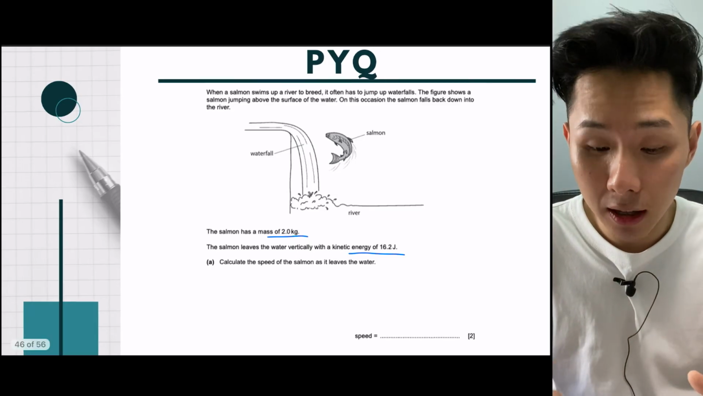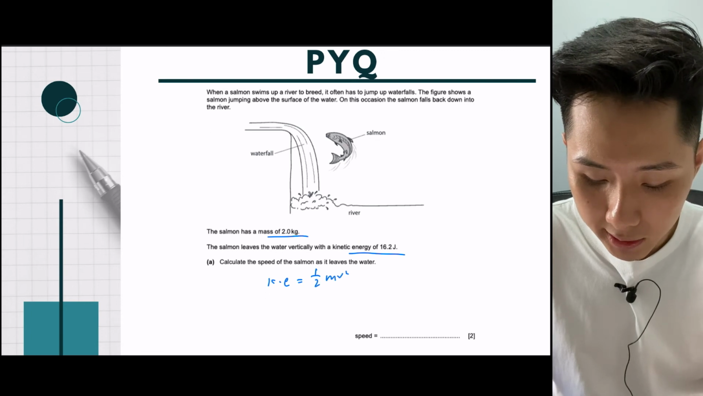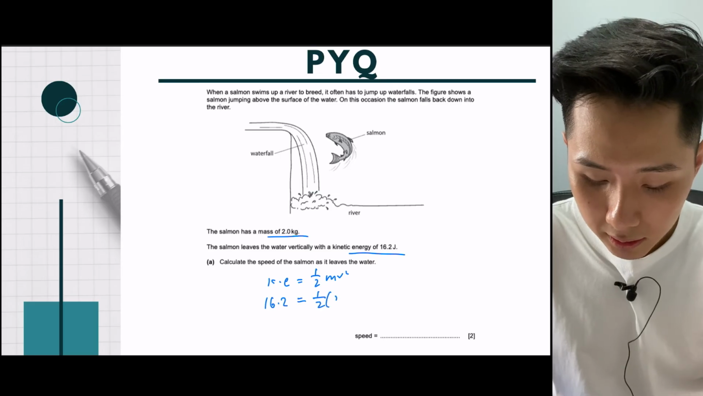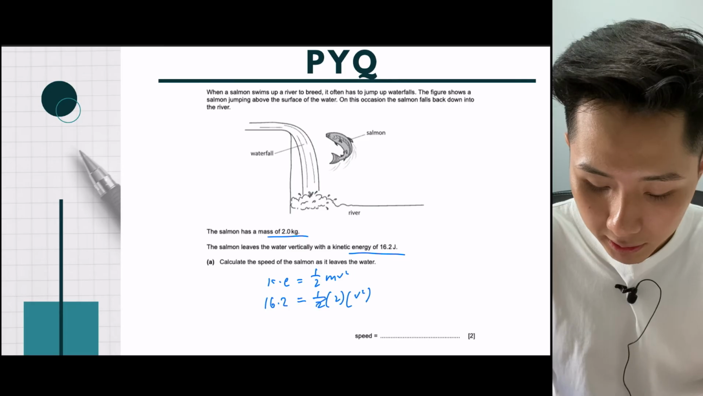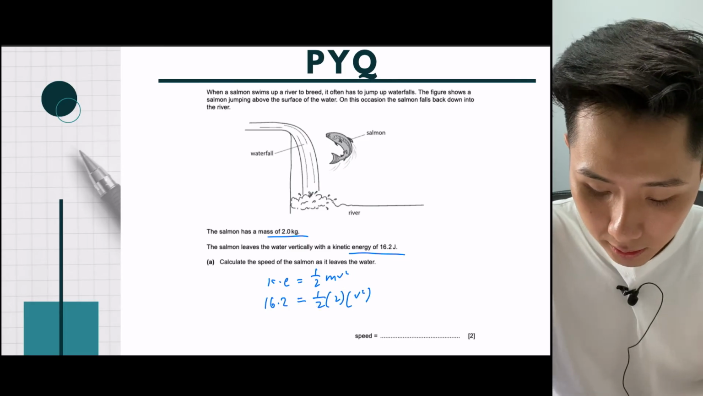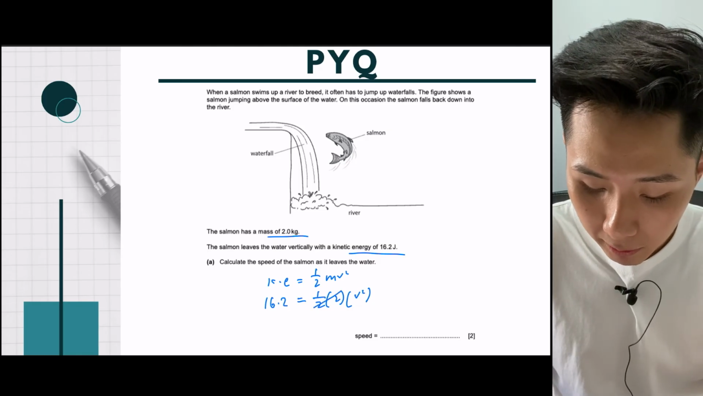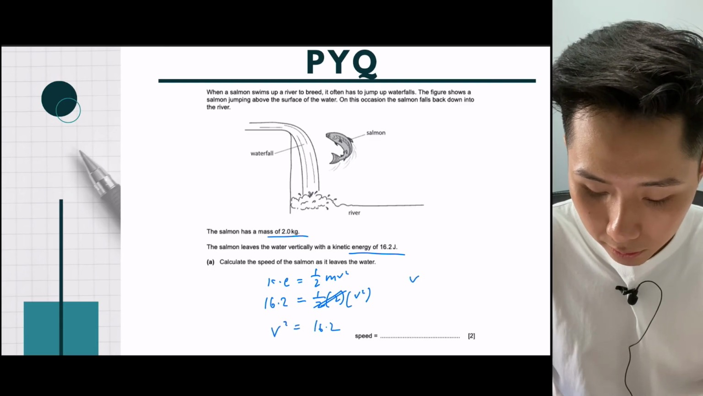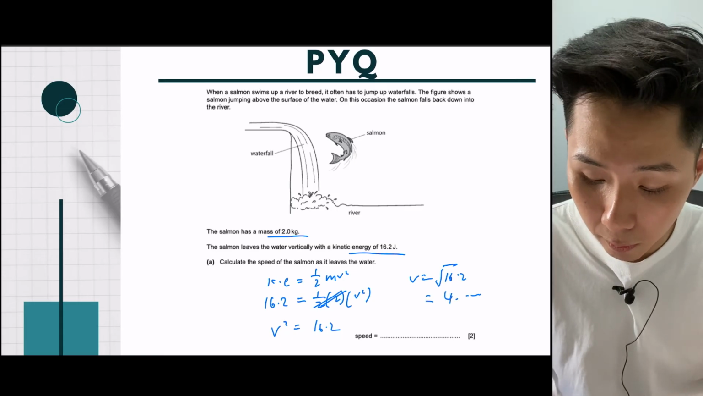So we know that the kinetic energy formula is, let's write it down, half mv squared. So I'm going to have 16.2 as my kinetic energy, 2 as my mass. I'm going to care only about the speed. If I move everything, I cancel this out. So I'm going to get 1/2 multiplied by 2, I'm going to get 1. So v squared is 16.2. v is equal to the square root of 16.2, which will be equal to 4 point something.